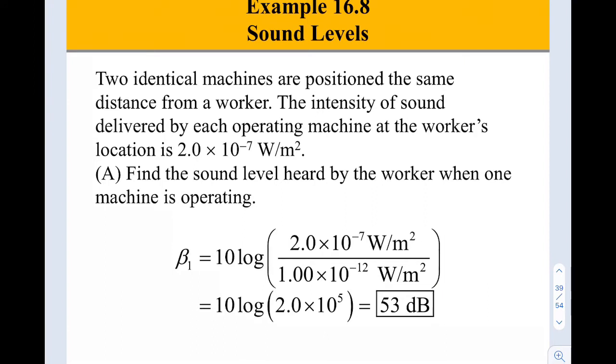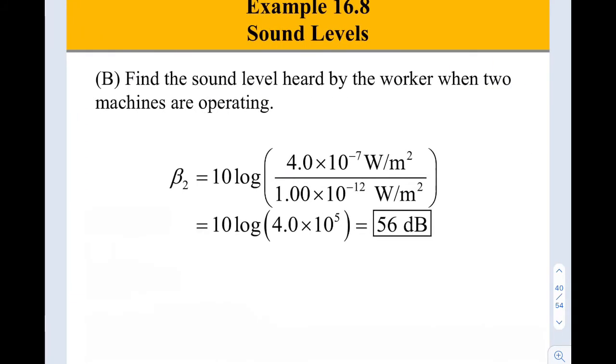So example 16.8. Two identical machines are positioned at the same distance from a worker. The intensity of sound delivered by each operating machine at the worker's location is this amount. A. Find the sound level heard by the worker when one machine is operating. So the intensity produced by the machine, substitute into this equation over I naught, the threshold of hearing, and you will get 53 decibel.